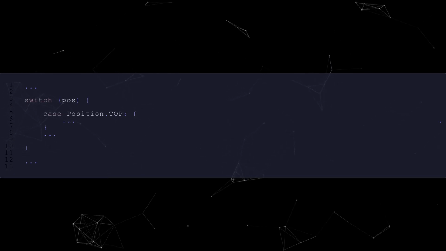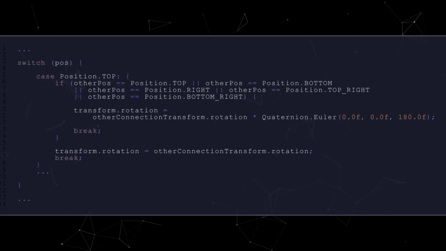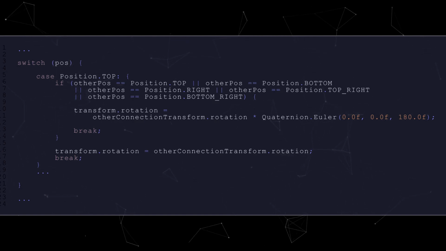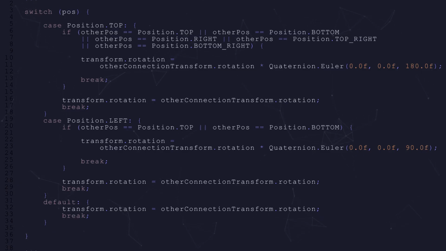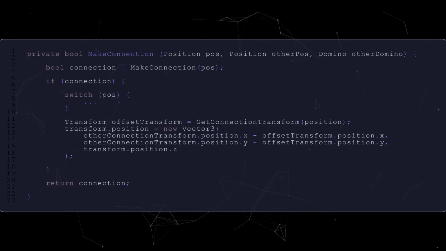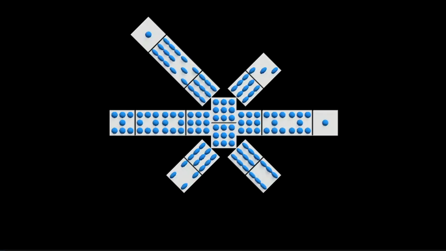So starting with the top position, from the top of my domino, if I'm connecting to the top, bottom, right, top right, or bottom right of the other domino, then I need to rotate my domino 180 degrees. From the left side of my domino, if I am connecting to the top or bottom of the other domino, then I need to rotate my domino 180 degrees. Then I just set the position of the domino to the connection transform we had set up at the beginning. Now that I fixed the connection issues, we start to get something like this.